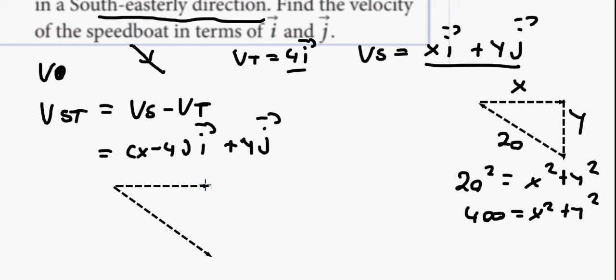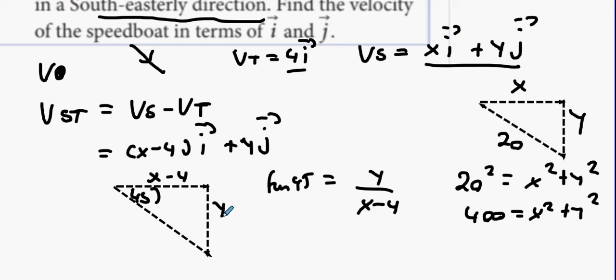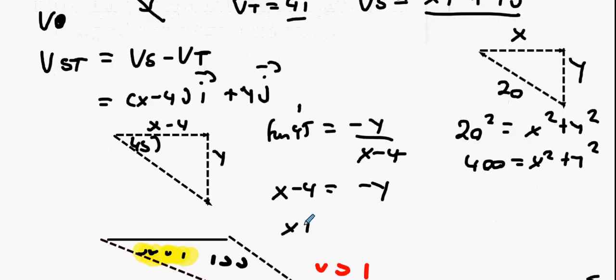Problem quadrant, isn't it? Why is it a problem quadrant, lads? One of them is negative. So tan 45 is equal to y over x minus 4. Only problem is that the y is going south, which means it's negative, so we need to multiply that fraction by minus 1. Tan 45 is 1. My 4 looks like a y, but it's x minus 4 equals minus y. X plus y equals 4. Is that the two equations you got?